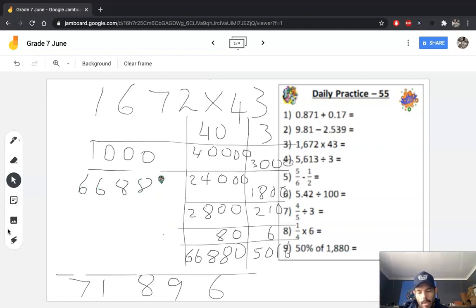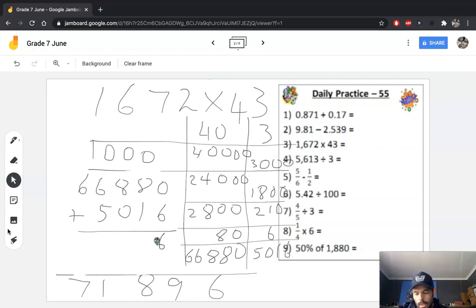66,880, and I need to add 5,016. So I don't know if you guys saw that, but I wrote 5,016 starting with the units just so that I could make sure that I had the correct numbers in the correct column. It's just a handy little trick that I use sometimes.